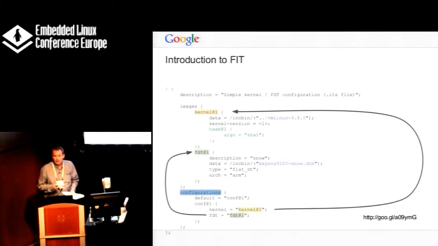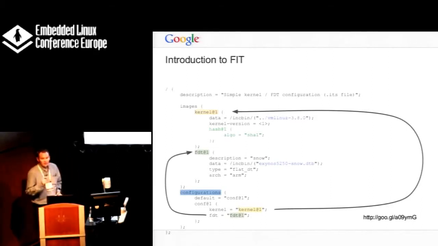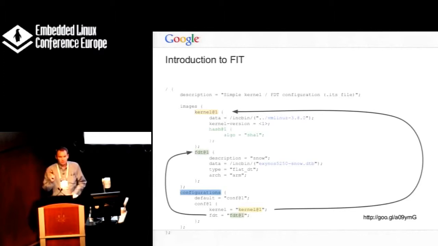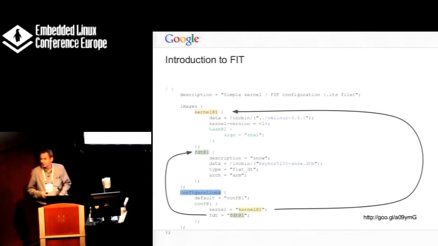So once we have that information, U-Boot can load that. It can decide it's going to select configuration 1, and once it's decided that, it knows it has to go and get this particular kernel and this particular device tree. Okay, so it's a very simple format, but you can see it's very flexible. We can have multiple configurations, multiple images, and so on. So if you're using U-Boot and you're not using FIT, you should probably have a look at it.